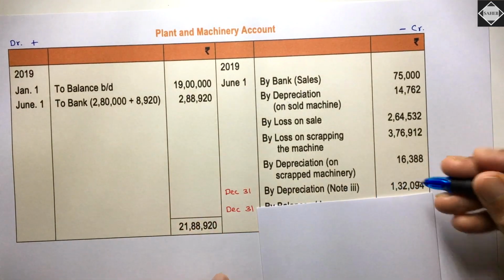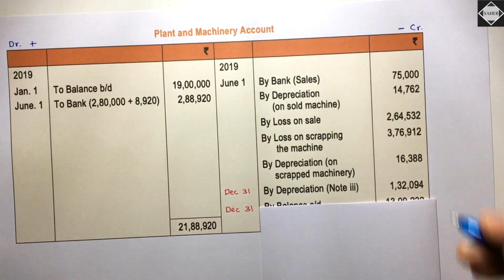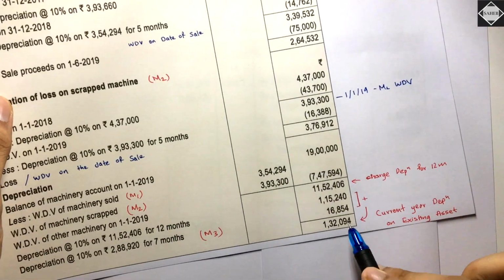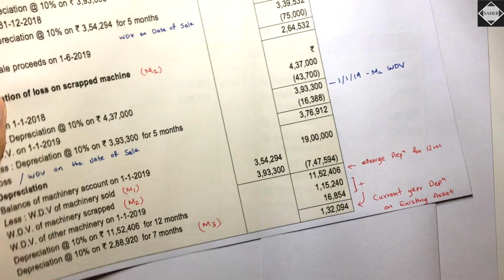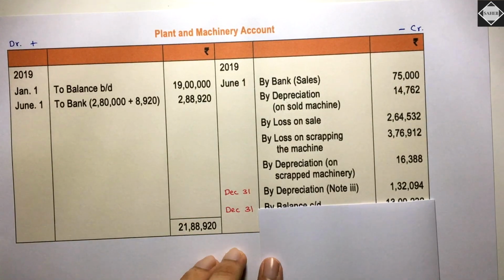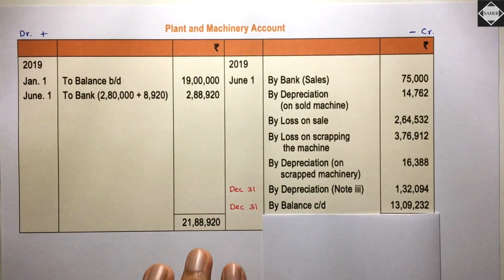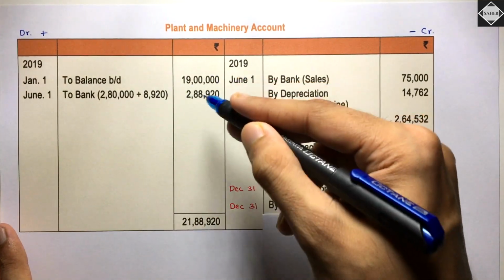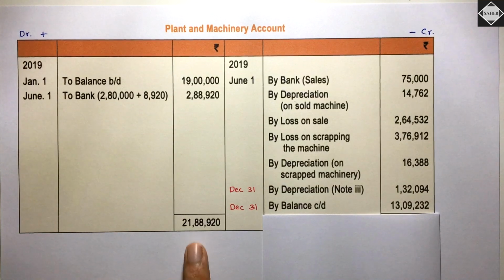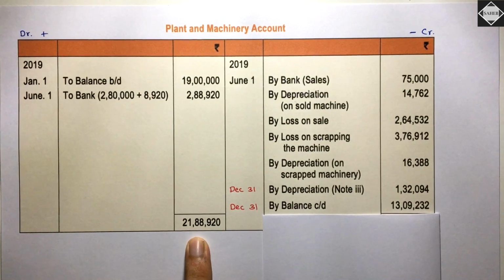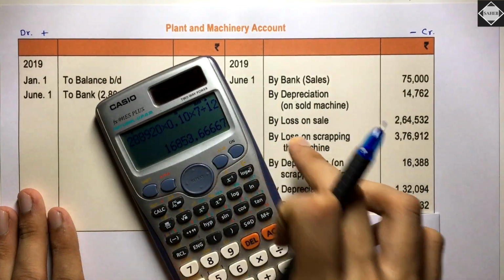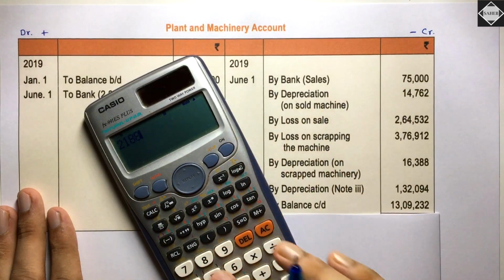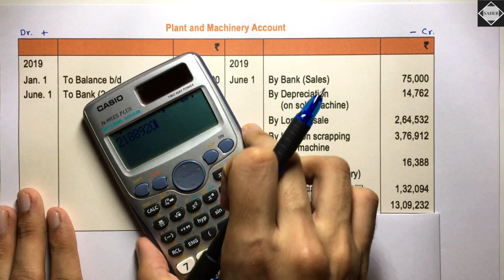By depreciation, 1,32,094 rupees. Easy and straightforward. Okay. After that, you have to balance the machinery account. Really simple and straightforward. This side will be bigger. 19 lakh plus 2,88,920 is equal to 21,88,920. Let's just take that in the calculator. 21,88,920. Okay, can you see that?